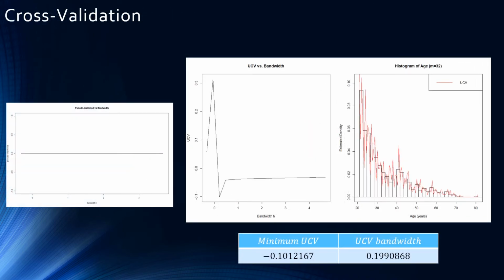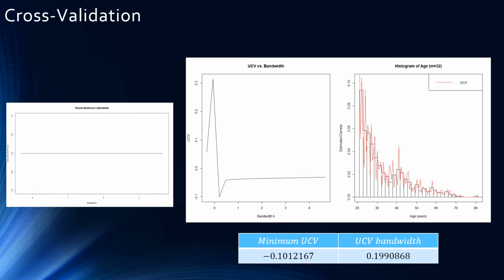So using cross-validation, the pseudo likelihood gives you pretty poor results. Just see these zeros, right? All zeros. What's happening there is, since there are 700 observations and the cross-validation output is between 0 and 1, R just multiplies them all together, and that results in 0 because the number is so small. On the right side, you see the UCV values, right? It minimizes around 0.2, giving you a UCV of negative 0.1.